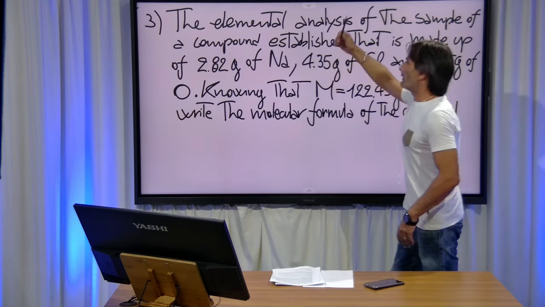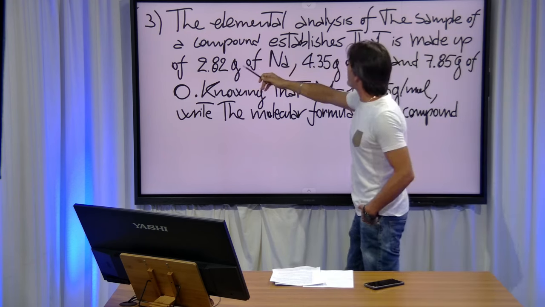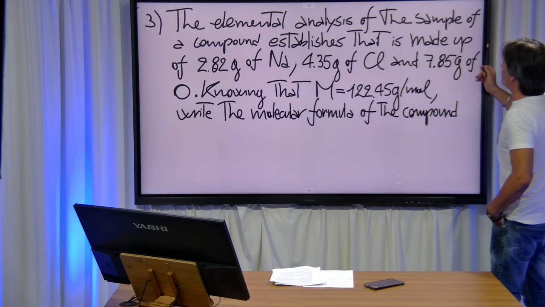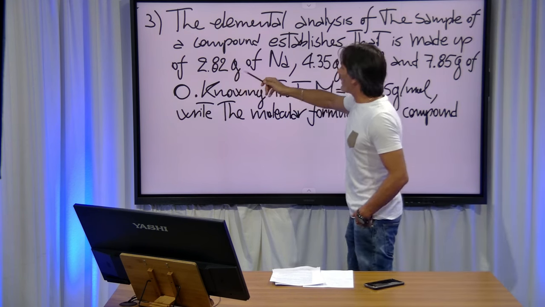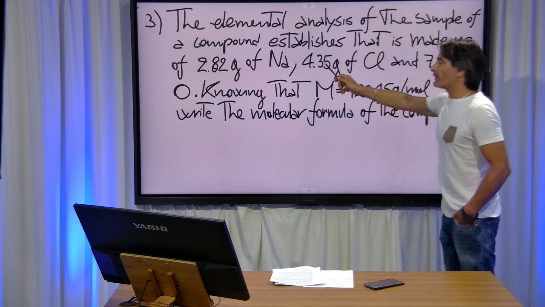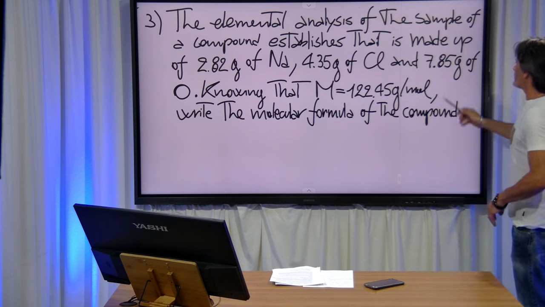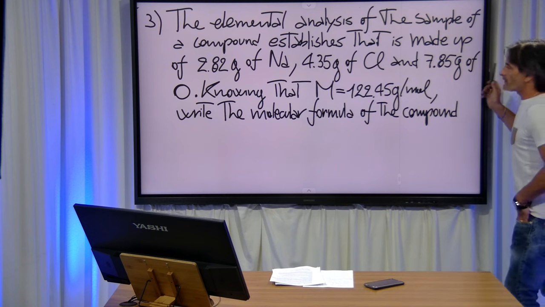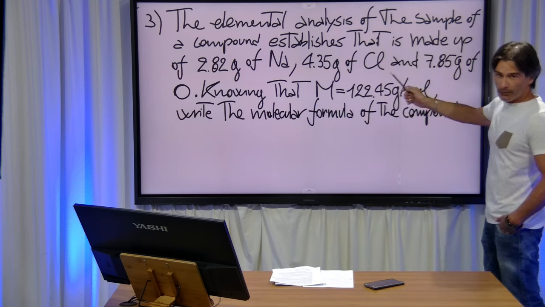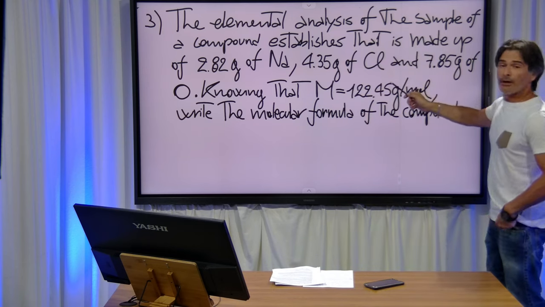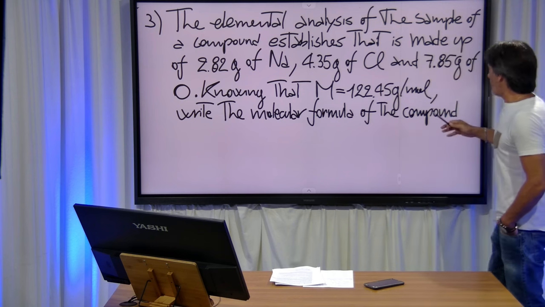Elemental or elementary analysis of the sample of a compound establishes that it is made up of 2.82 grams of sodium, 4.35 grams of chlorine, and 7.85 grams of oxygen. Knowing that the molar mass is equal to 122.45 grams per mole, write the molecular formula of the compound.